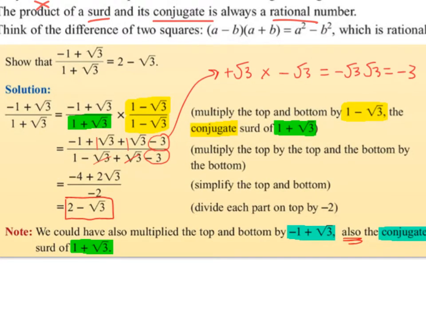So what did we do? Well, we multiplied the top and the bottom by 1 minus root 3, which is the conjugate of the surd 1 plus root 3. That was our first step. So we multiply the top by the top and the bottom by the bottom, because we're multiplying fractions. Top by top, bottom by bottom. Next we simplified the top and the bottom, and then we divided each part by minus 2.